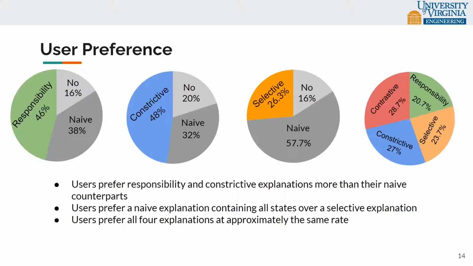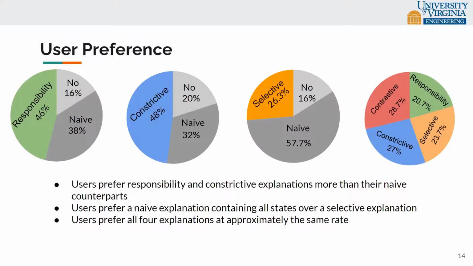In terms of user preferences, we found that users preferred responsibility and constrictive explanations over their no or naive counterparts. As expected, users also preferred naive explanations over their selective counterparts. However, comparing all 4 of the explanations we created, we found that users preferred all 4 explanations at about the same rate, with a little more lead to contrastive and a little less to responsibility.